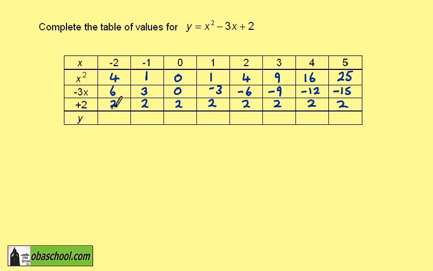Now 4 plus 6 plus 2 is 12. 1 plus 3 plus 2 is 6. This adds to 2. This adds to 0. This adds to 0. 9 take away 9 add 2 is 2. This adds to 6. And finally 25 take away 15 is 10. Add 2 is 12.